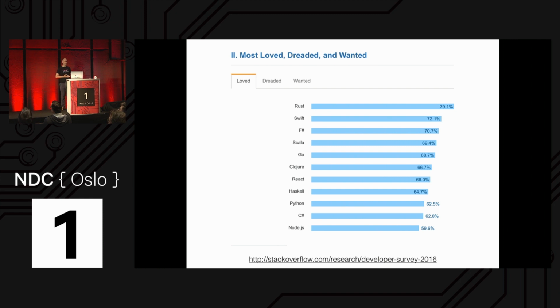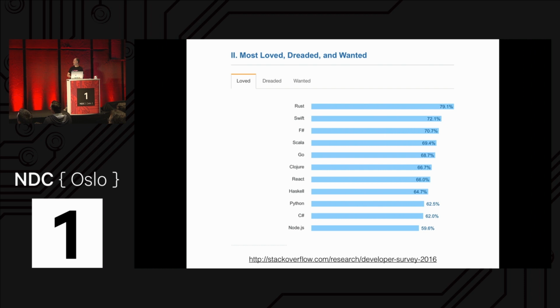But another chart was most loved. So this is more about what people actually want. And this was just languages. So Rust was topping the list last year. I think that's changed a bit this year. And Swift was already number 2, which is amazing for a language that was just over a year old at the time.